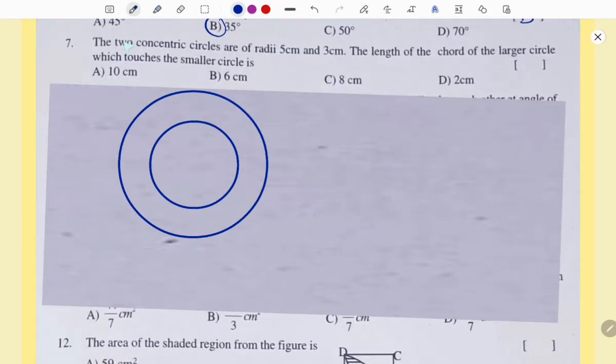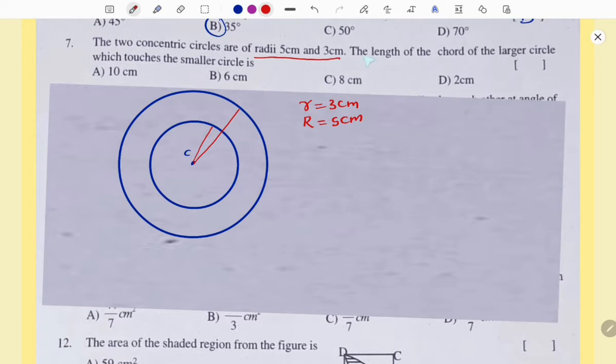Seventh question. The two concentric circles. Okay, what is the meaning of concentric circles? Two circles having the same center but different radii. Suppose this is one radius and this is another radius. Here it is given that the small radius is smaller and the big radius is larger. The small radius is 3 centimeters, the big radius is 5 centimeters.